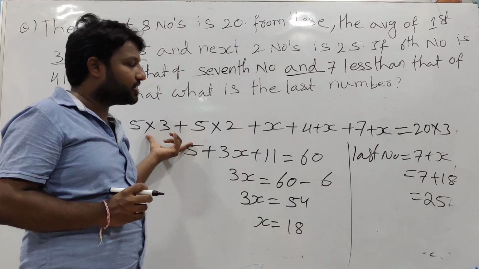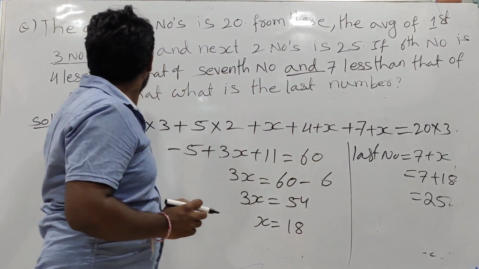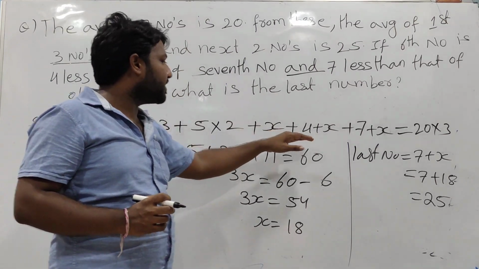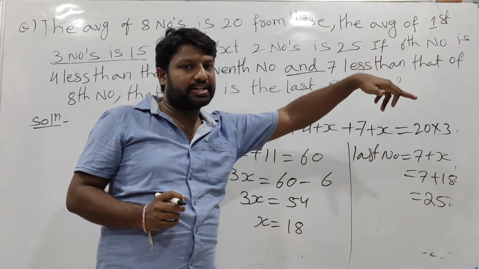Total 5 numbers compensation is done. Next, the remaining 6th number, I have written as x. The 7th number is 4 less than the 7th number, so I am taking the 7th number as 4 greater than the 6th number. And 7 less than means 7 greater than the 8th number.